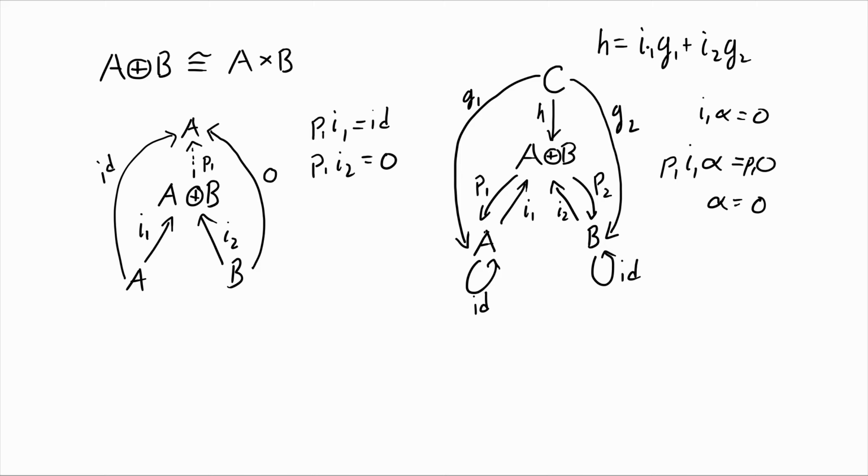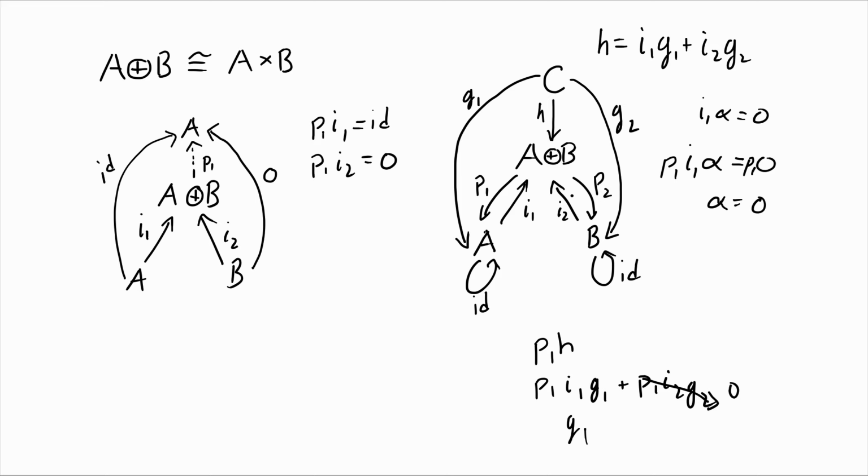If you take H and then you run P1, what happens? Let's just think for a minute. P1H is going to be P1 I1 G1 plus P1 I2 G2. Well, let's just distribute it across because we can do that in this category. Notice this guy's just 0, and this guy's just G1. Ha! It does commute. So H is a nice map that actually makes this diagram commute.